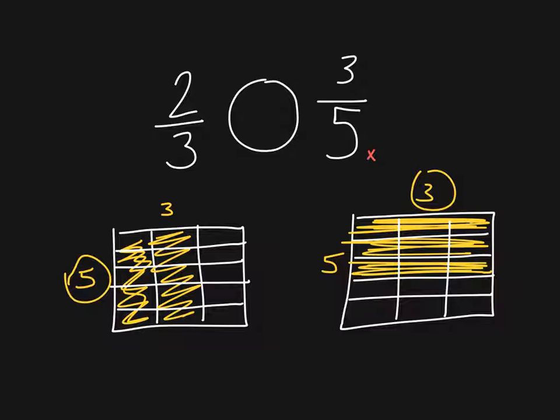I'm multiplying my fifths by 3, and I'm multiplying my thirds by 5 to get 2 new equal fractions. So my question for you is, what are the new equivalent fractions, and then which of these fractions is greater, 2/3 or 3/5?